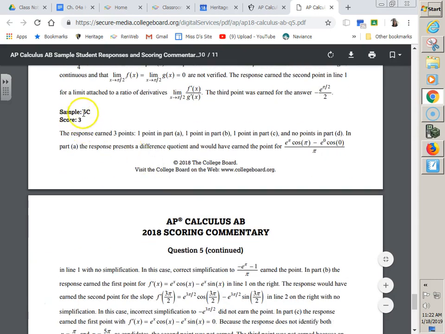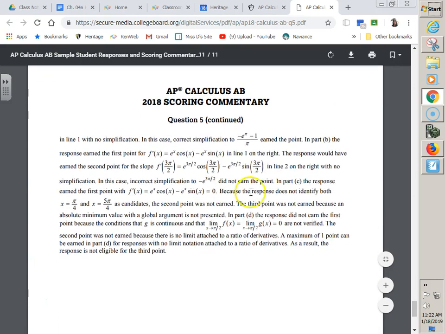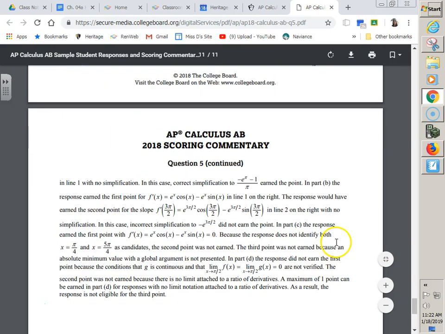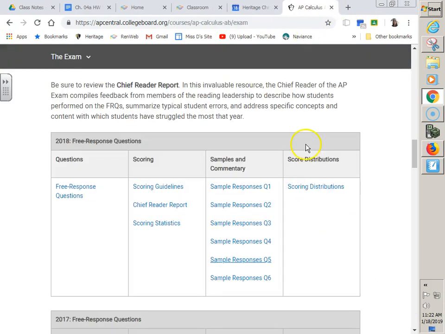And then poor little guy, number 3. He probably didn't get the first point. What'd they say? It said no. No points, yeah. He didn't. Poor guy. Which is sad because he got the right answer. But he made a lot of mistakes along the way.